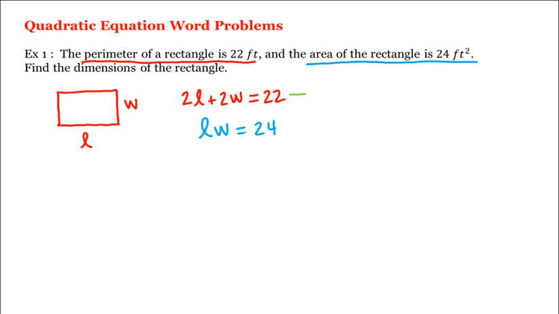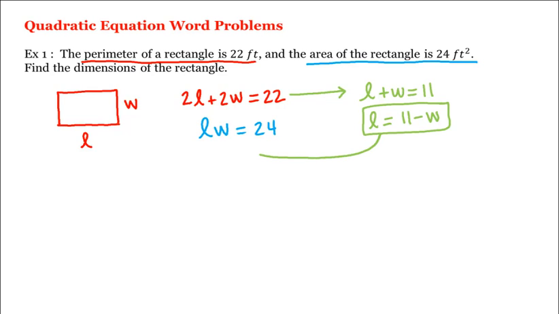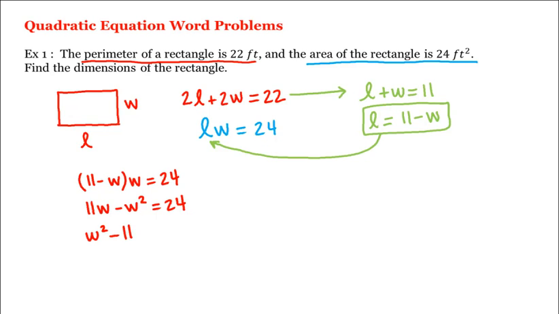Now we can divide both sides of this perimeter equation by 2, which gives us L plus W is equal to 11, or L is equal to 11 minus W, which we then can plug into this area equation, which would give us an equation that just involves W. Namely, 11 minus W times W is equal to 24, or 11W minus W squared is equal to 24. And bringing all the terms to one side, we get W squared minus 11W plus 24 is equal to 0.